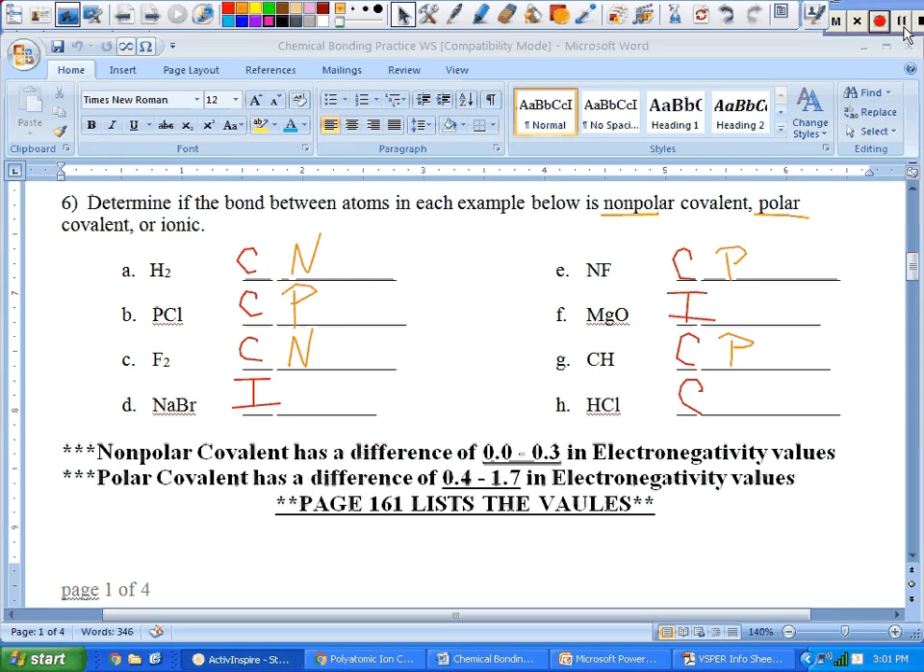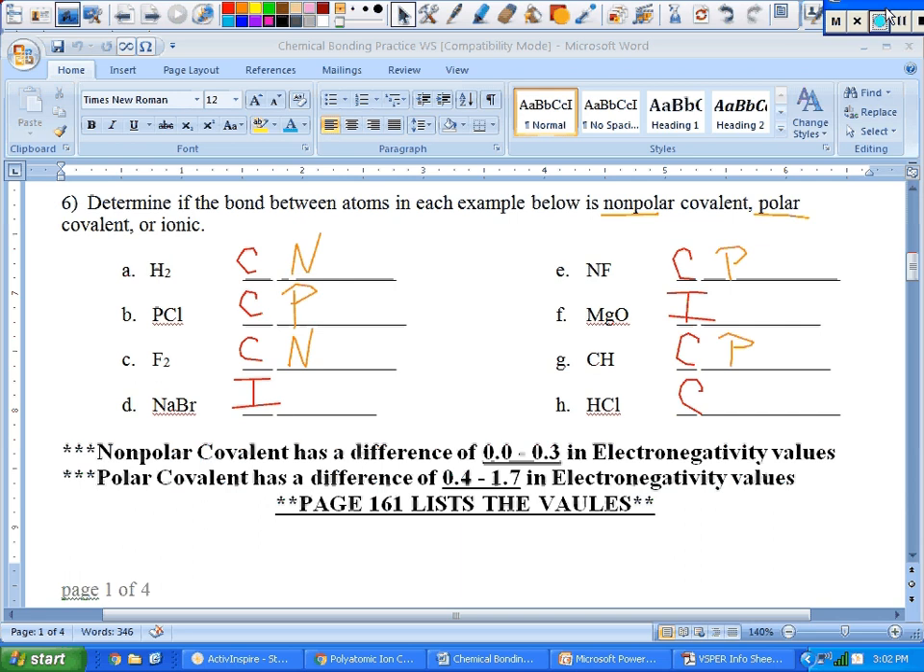So, I know this because I've done this. O is 3.5, Cl is 3.0. Well, 3.5 minus 3.0 is 0.5. So if you look at this, 0.0 to 0.3 is non-polar. But if it's 0.4 to 1.7, 0.5 will fall in this range, right? So it would technically be polar based on the calculation alone.